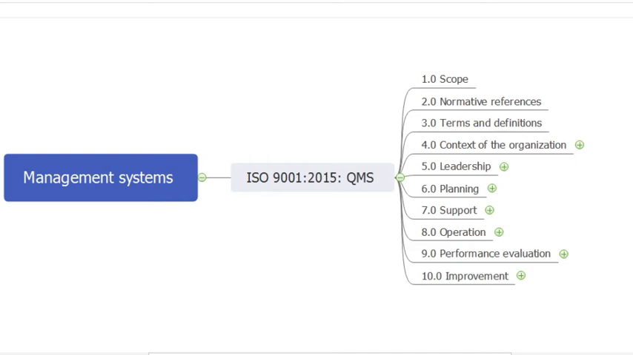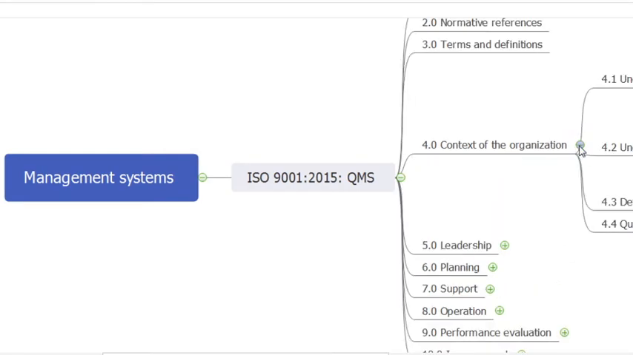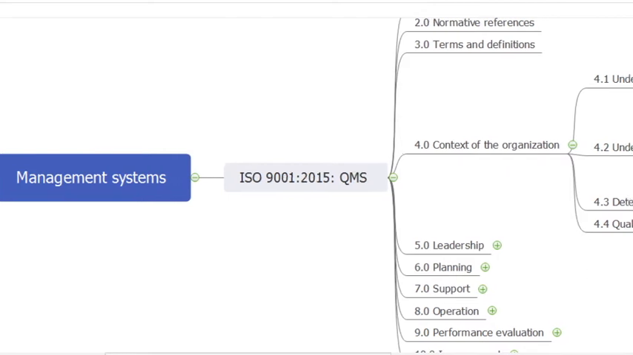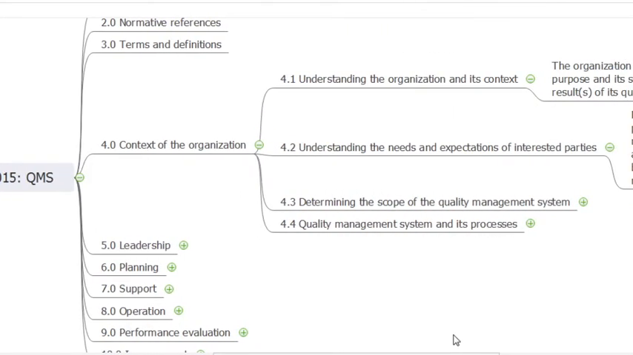Quality Management System ISO 9001:2015, clause number 4. Clauses 1, 2, 3 we have already discussed; that is related to non-auditable clauses. So here I am taking from clause number 4. If we look at clause number 4, this context of organization has these subclauses.